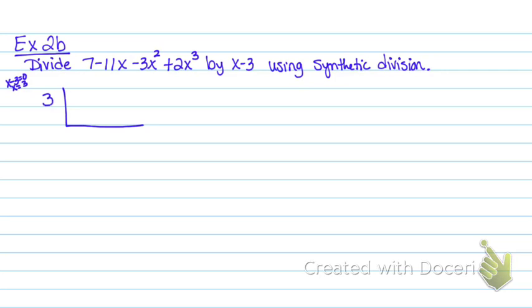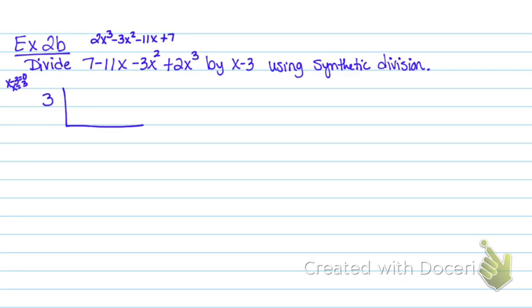Now, inside, I've got to have my coefficients, but I've got to have my x's in descending order, don't I? So I'm going to write that up here above the problem. What is the largest exponent that we have in that problem? 2x cubed. What's the next largest? Negative 3x squared. And the next one? Minus 11x, and then plus 7.